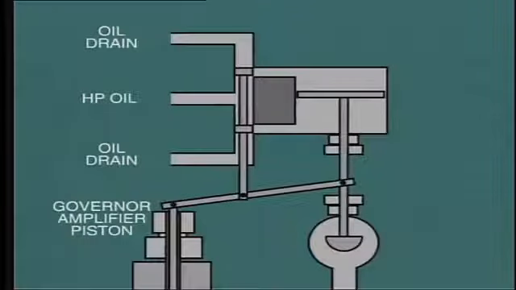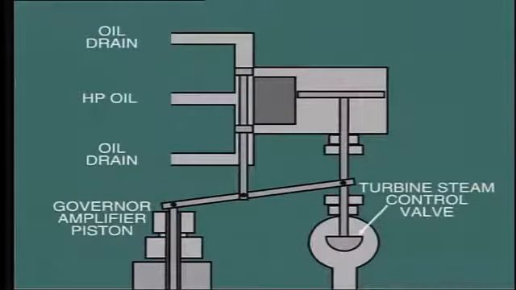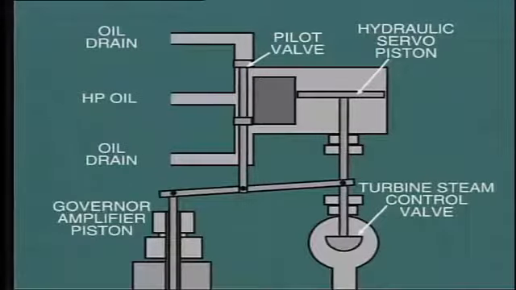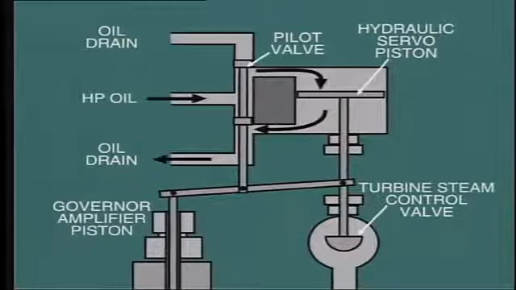In this simplified example shown here, the turbine steam control valve is adjusted by the position of the hydraulic servo piston. This large system is controlled by the small pilot valve here. Now, suppose the governor control system lifts the operating lever slightly. As we can see, this will now allow high-pressure oil to enter the servo cylinder above the piston. At the same time, it will allow oil below the piston to pass to the oil drain. In response to this, the piston will be forced downwards, partially closing the control valve.